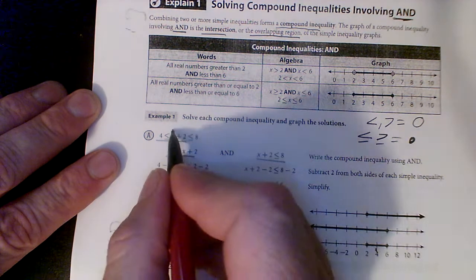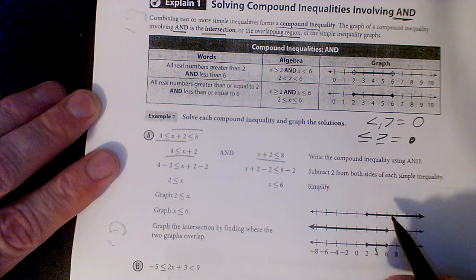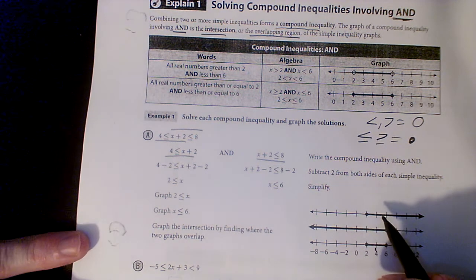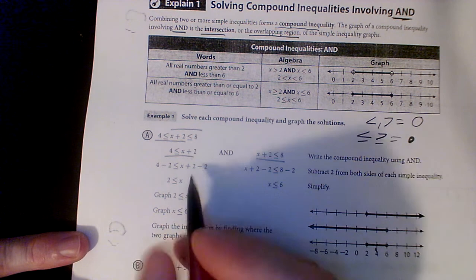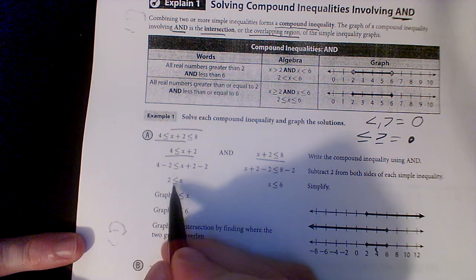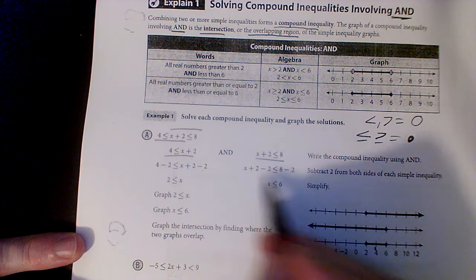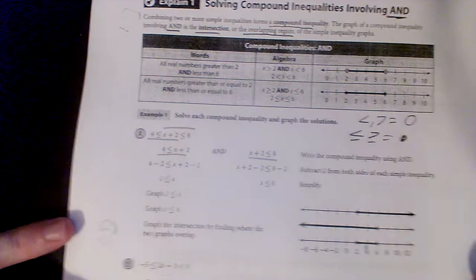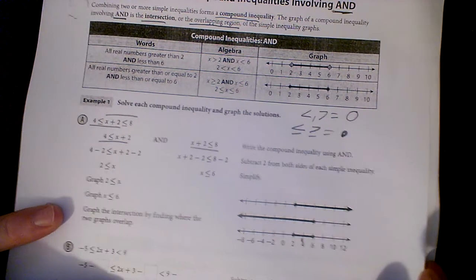And here's the other part, I'm going to put it on the top. Right, x plus 2 is less than or equal to 8. So if we solve those, you solve this just like you normally would: subtract 2. You got 2 is less than or equal to x, and we subtract 2 over here, and x is less than or equal to 6. We can graph them both separately.